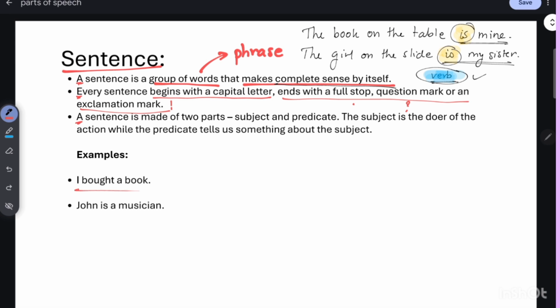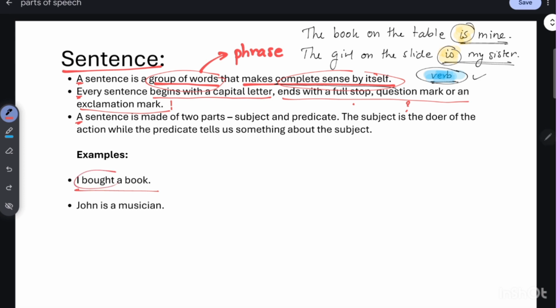I bought a book. Okay, it is a group of words. It makes a complete sentence because what did I buy? What did I buy in the past? So bought is buy in the past tense. So what did I buy? A book. So it is making complete sense by itself. So it is a sentence.